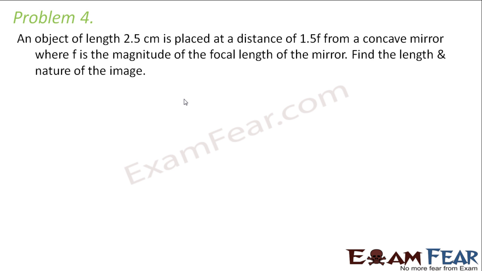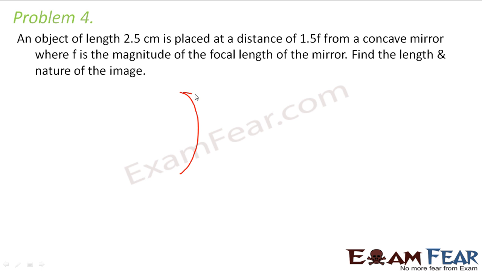Right? So now let us look at the fourth problem, which states that an object of length 2.5 centimeters is placed at a distance of 1.5 f from a concave mirror, where f is the magnitude of the focal length of the mirror. Find the length and nature of the image.